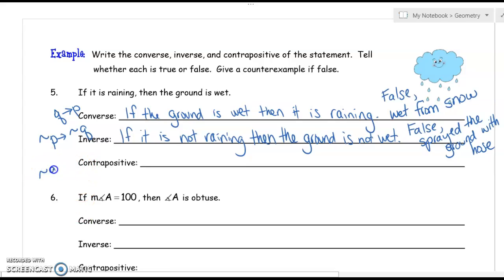Contrapositive is going to negate and switch. So it's not Q, not P. So instead, we're going to talk about ground not being wet first. If the ground is not wet, then it is not raining. All right. If the ground is not wet, then it is not raining. Well, if the ground's dry, then it's probably not raining, because it wouldn't be dry if that were the case. So that one's going to be true.